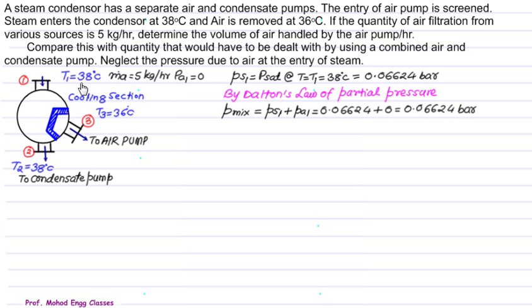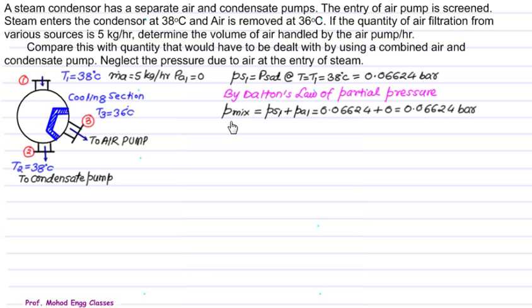Since the initial partial pressure of air is 0, whatever the P mix is, it is due to the steam pressure only. At condition 1, the temperature is 38, so from the steam table we can find the Psat value, which is 0.06624 bar. We now apply Dalton's law of partial pressure, which says that the total pressure is equal to the sum of the individual pressures.